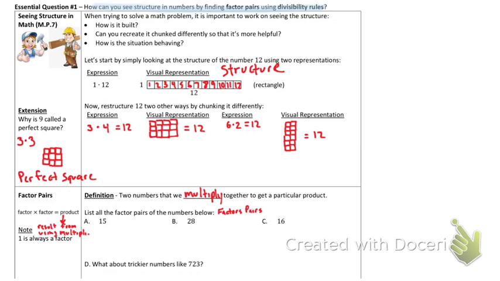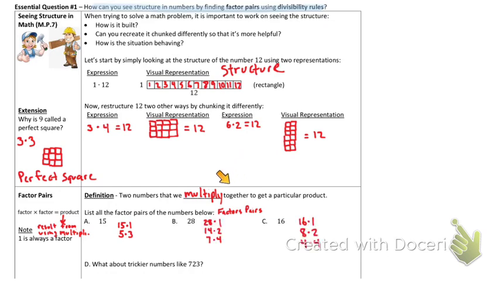So the first one off the top of my head would be a factor pair of 15 times 1, because when you multiply them together, it equals 15. The next one that I'm going to use is 5 times 3. And I think that is going to be it. So 15 has two sets of factor pairs. Okay? Go ahead and do example B and C. I will pause the video and find the factor pairs for 28 and 36.